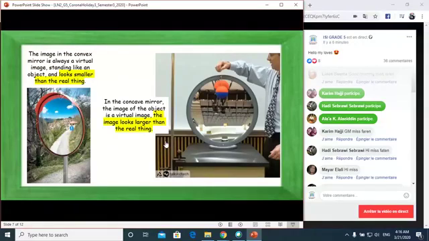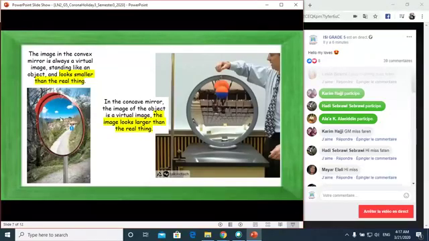I have three types of mirrors. Flat mirrors are the mirrors that you have in your home. They give the exact image of you. When you look at the mirror, you will see yourself in the same size. You will have an image of the same size.